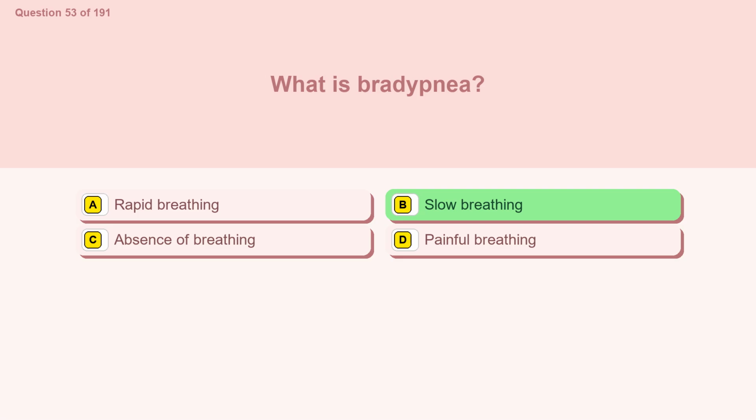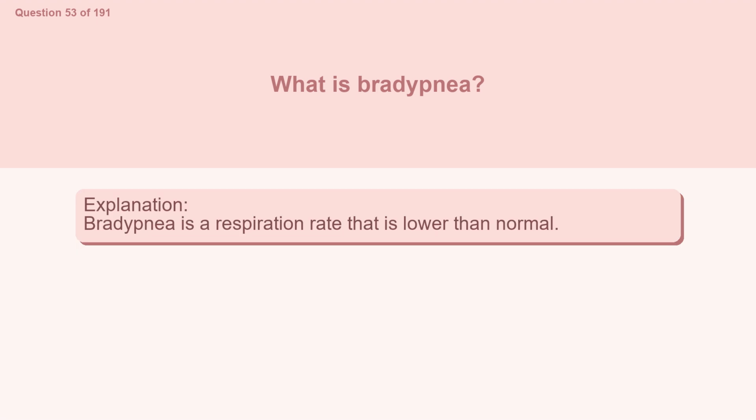The correct answer is option B. Slow breathing. Bradypnea is a respiration rate that is lower than normal.